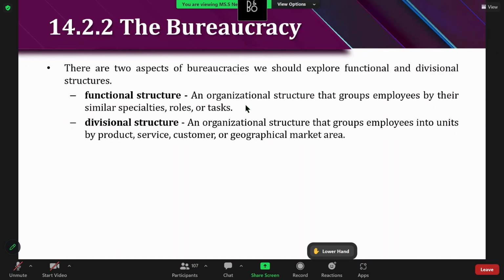Functional structure is grouped by specialists, like similar specialist roles and tasks. So based on the function, the tasks are grouped. And divisional structure is an organization structure that groups the employees by product, customer, geographical area, or service. So based on these product, service, geographical area or customer, we can group the people and we can say it is the divisional structure under the bureaucracy. If it is grouped based on their functions, then we can say it is the functional structure.